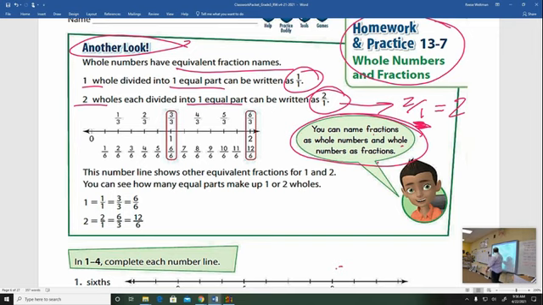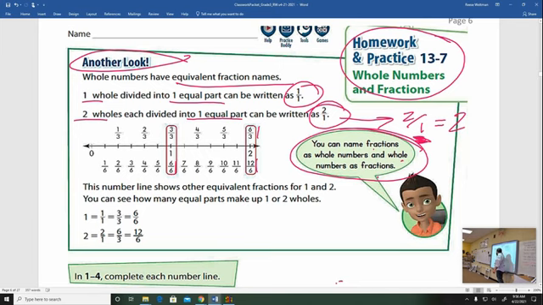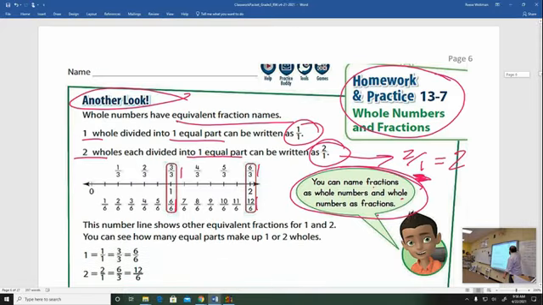Go ahead and sharpen your pencil. The number line shows other equivalent fractions for 1 and 2. You can see that. 6 thirds and 12 sixths line up. 3 thirds and 6 sixths line up. Right? Those line up. Let's go down into this section right here.